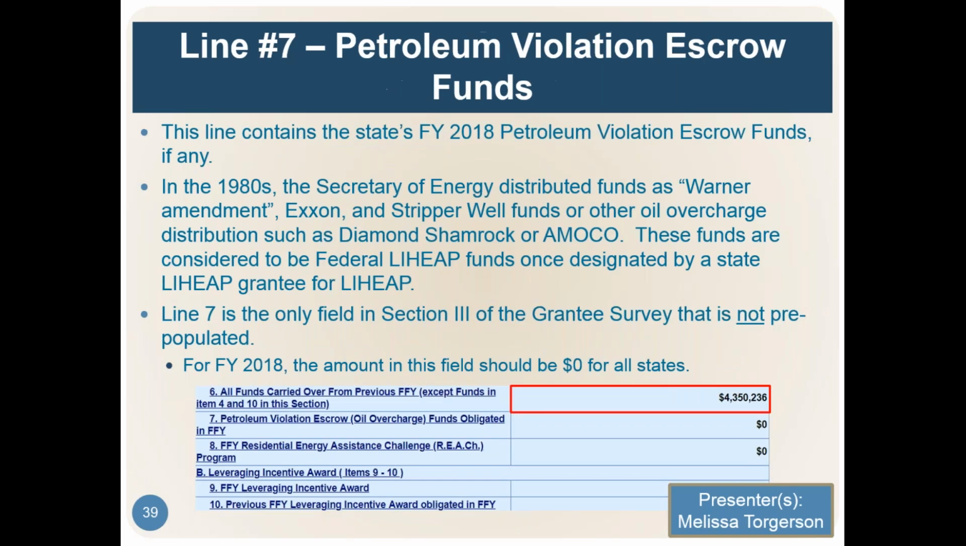So Dan gave me all the exciting lines here at the end that are like all zeros. Petroleum violation escrow funds, for those of you who are new, are funds that come from petroleum violations. We have some examples here in terms of Exxon, other funds, and so these are considered to be federal LIHEAP funds once designated by a state LIHEAP grantee for LIHEAP. Line 7 is the only field that is not pre-populated, but in 2018 we expect it to be zero for all states.